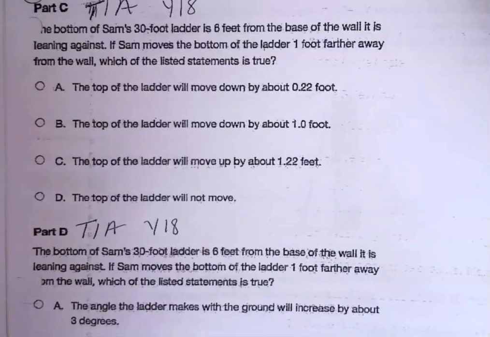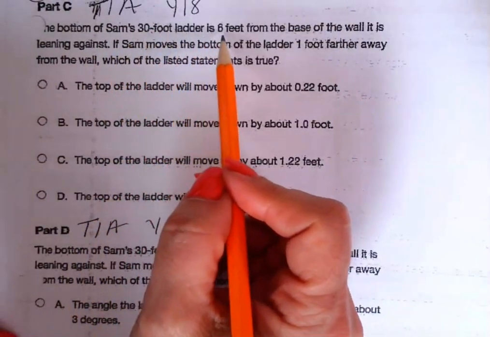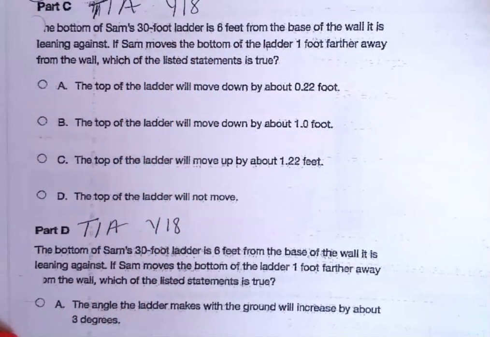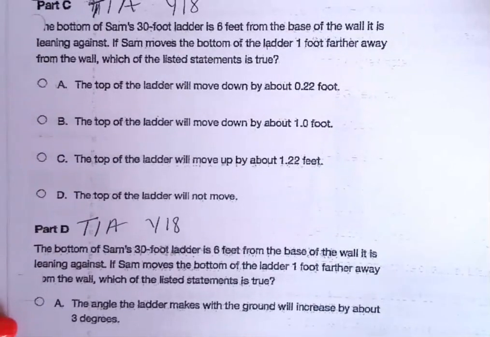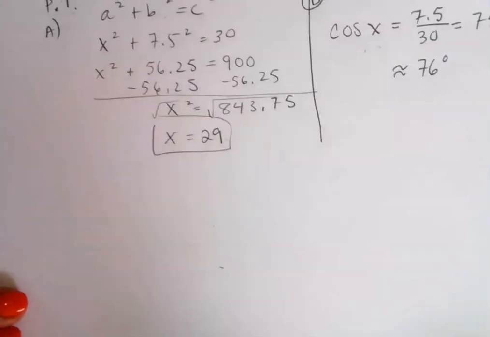All right, there's more. There's part C and part D, so let's take a look. It says the bottom of the ladder is 6 feet from the base of the wall it is leaning against. If Sam moves the bottom of the ladder 1 foot farther away, which of the statements is true? Okay, so I'm going to draw another picture for this one.